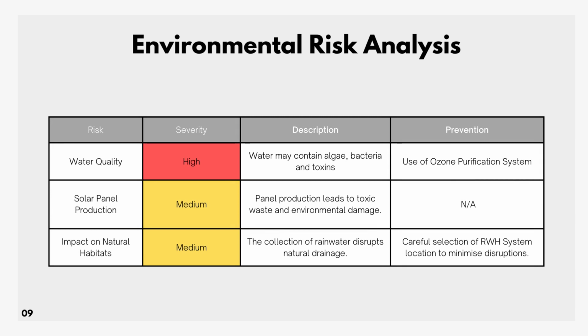We conducted an environmental risk analysis that led us to discover 3 main risks in our project. The first one being water quality, where we found that water may contain algae, bacteria, and toxins, and that the use of an ozone purification system could get rid of this. The second were medium risks, which were related to solar panel production and the impact our system would have on natural habitats.